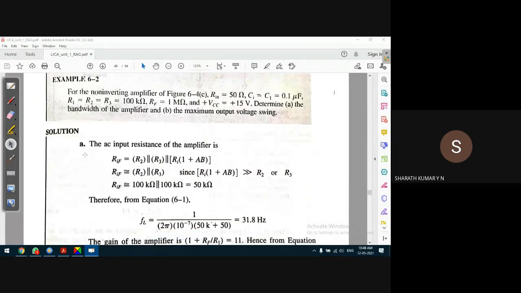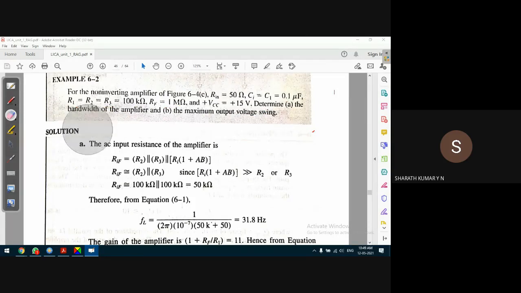With a single polarity supply, here is the numerical problem: a non-inverting amplifier with input coupling capacitor 0.1 microfarad, R1, R2, R3 of 100 kilo ohms, RF of 1 mega ohm, and VCC of plus 15 volts. It's not plus or minus 15 volts as in the earlier problem. It's a single polarity supply problem. Determine the bandwidth of the amplifier and the maximum output voltage swing.